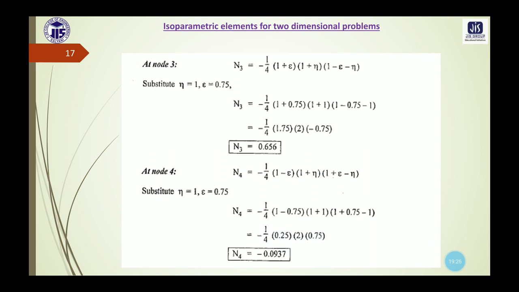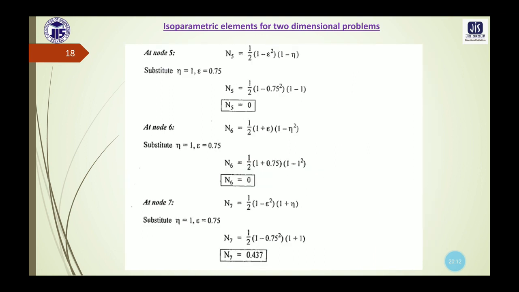Next, at node 4, the formula of the shape function is minus 1 by 4 into 1 minus epsilon into 1 plus eta into 1 plus epsilon minus eta. Now if we put eta equals 1 and epsilon equals 0.75, we can write N4 equals minus 1/4 into 1 minus 0.75, which is 0.25, then 1 plus eta, which is 1 plus 1, that is 2, and 1 plus epsilon minus eta, that is 1 plus 0.75 minus 1, which is 0.75. So the value of N4 we are getting here is minus 0.0937. We need to continue this process to calculate up to N8.